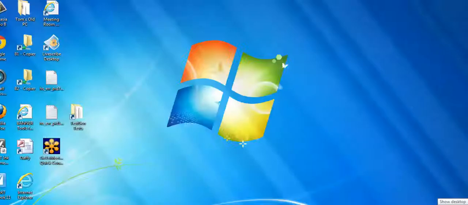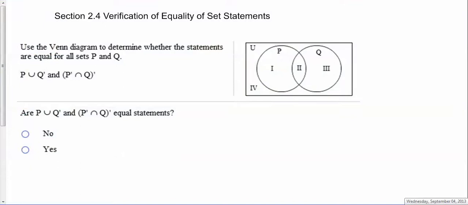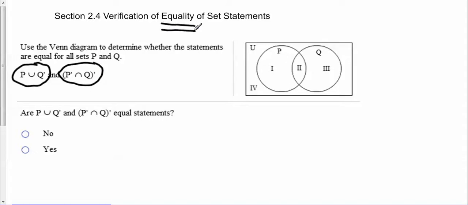This example is for MGF 1106 Liberal Arts Math from section 2.4. When you're given two set statements, such as these, which have operations in them, and we want to determine the equality of the set statements. Now, two set statements are considered to be equal when they are equal for every set, in this case P and Q, that you can create.